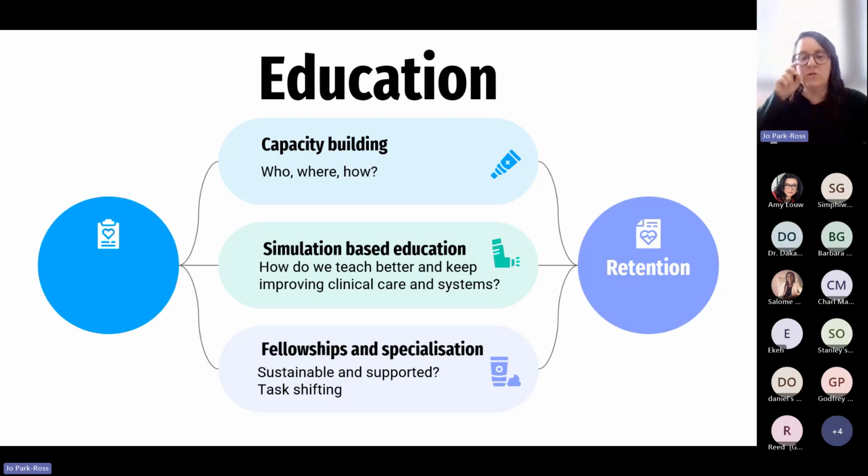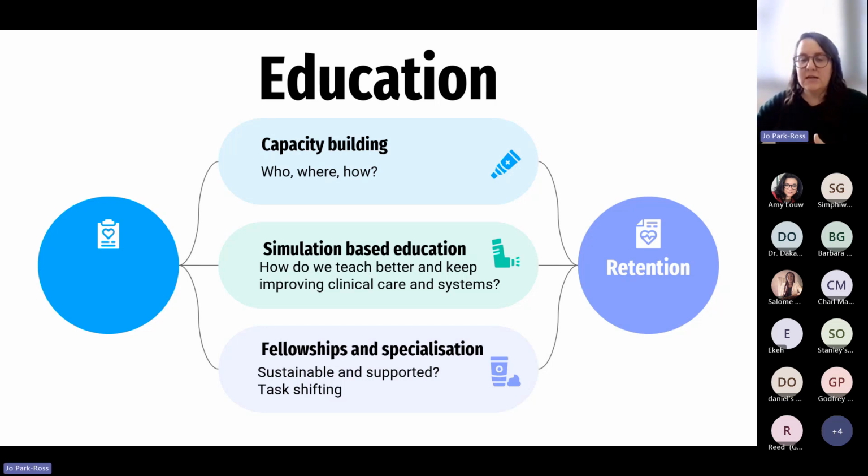So there's a huge and really exciting movement towards simulation-based education on our continent. And if you haven't checked out the African Simulation Network, I highly recommend joining us. The other challenge in education that we have on our continent in perioperative care is fellowships and specialization, and how can we make specialization training more sustainable and easily transferable.